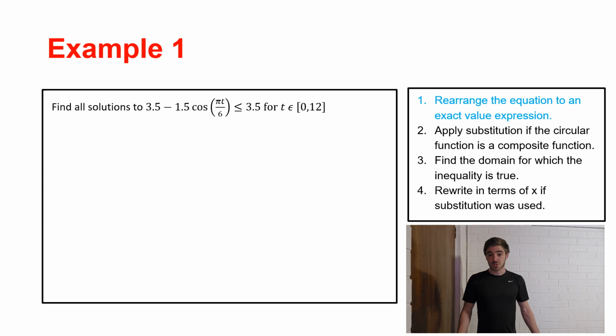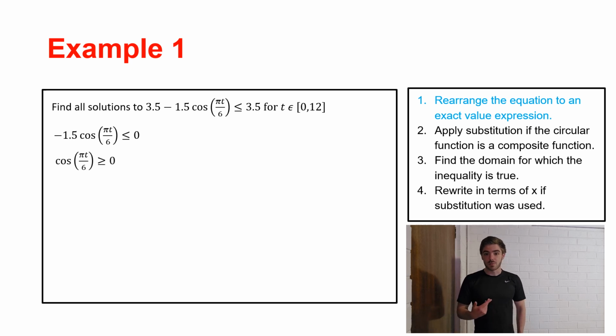So, step one is going to be to just get our exact values expression. That's just a matter of subtracting 3.5 from both sides and then dividing both sides of the equation by negative 1.5. Just don't forget to swap the inequality because we divided by a negative number. From here, we apply a substitution to our circular function, which just means taking whatever's inside the brackets of your circular function and replacing it with a letter. I'm going to use u instead. You do this anytime the brackets aren't just x, or in this case, just t.